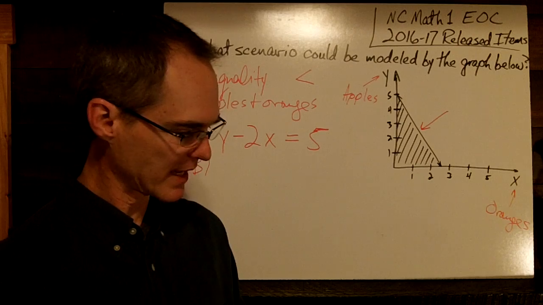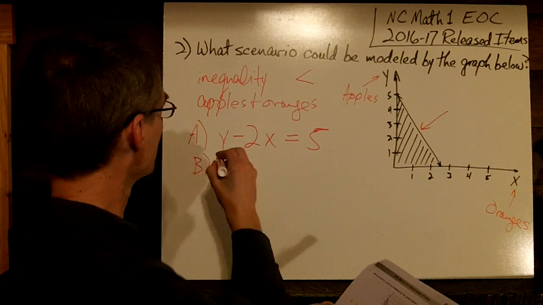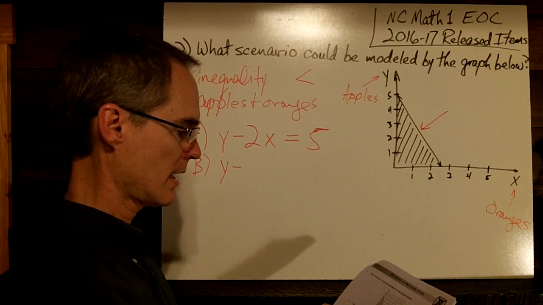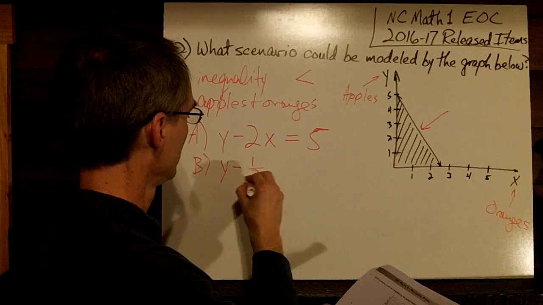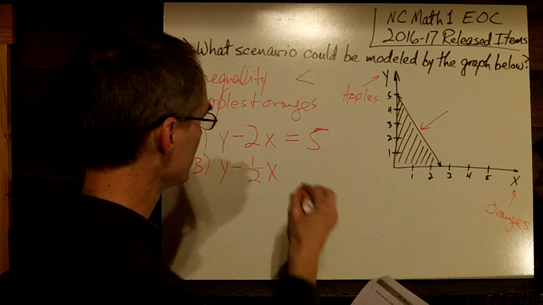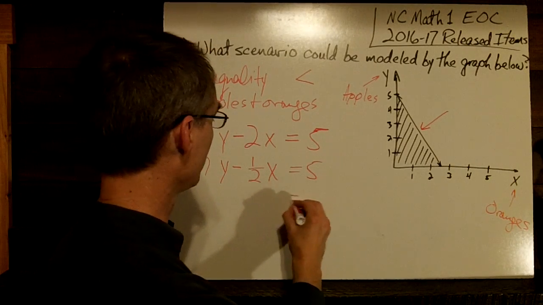All right, B, I want to write that as an equation. The number of pounds of apples, y, minus half the number of pounds of oranges, 1/2 times x, is at most 5. All of these say at most 5.